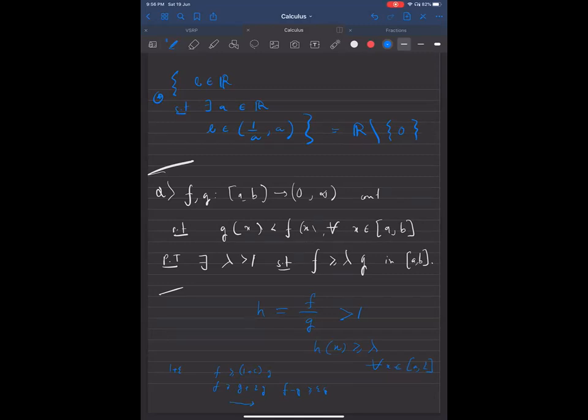Because we are given that f by g is greater than 1 always, their minimum value will obviously be greater than 1, right? But it can be 1. How do you know that it's not 1? We are given that f is strictly greater than g. Yeah, fine. So now you have a function h for which h is strictly greater than 1 in the interval AB, right?